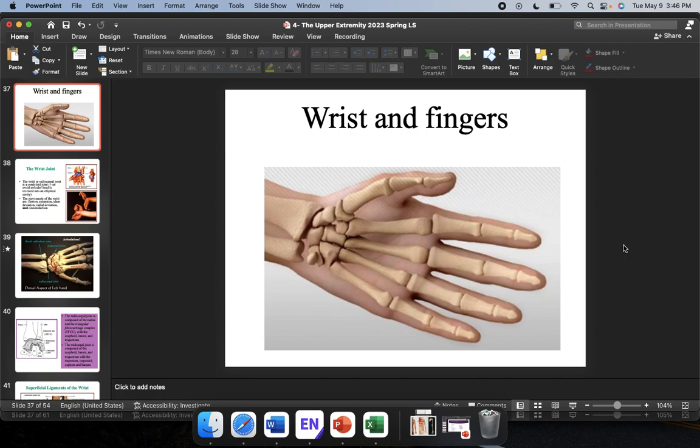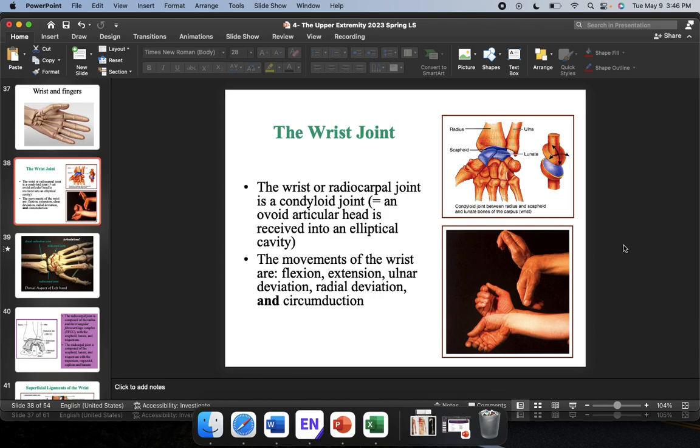This short video is going to be covering the wrist and fingers. I wanted to just cover a couple of slides here, and I wanted to start off with hopefully a review, something that you recall, starting with the wrist joint.